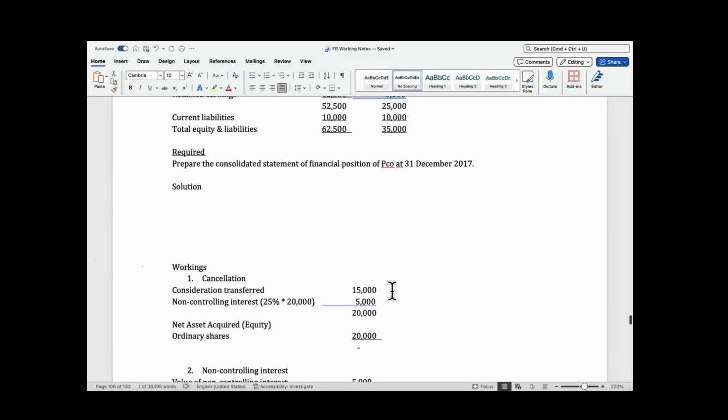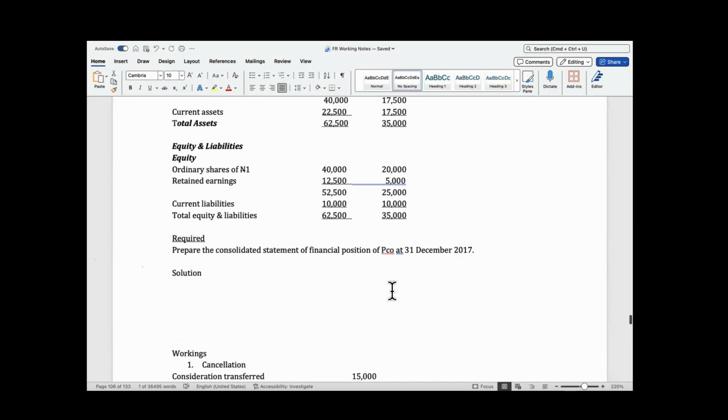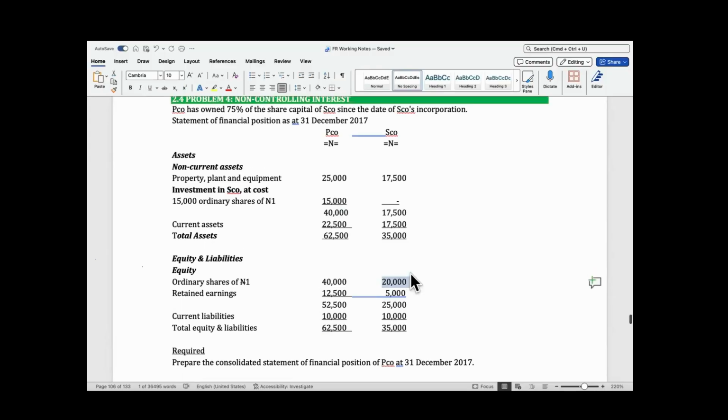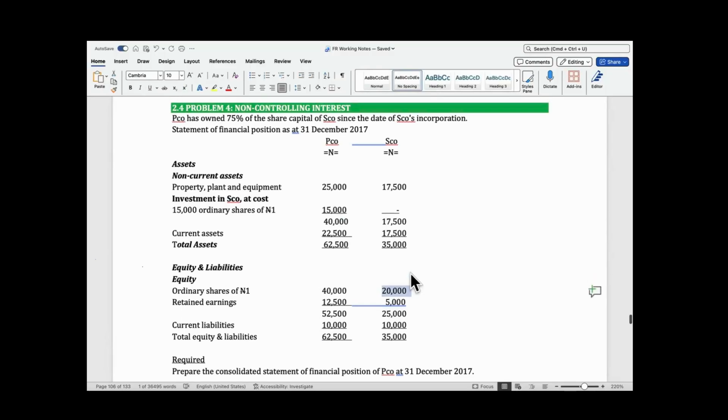See, nothing is changing here. All I'm doing here is still cancellation. I've cancelled out this 15,000 against my 15,000, my 75% here. But now, there are some people that also own ESCO that now have to share in the profit of ESCO. I need to properly present them.